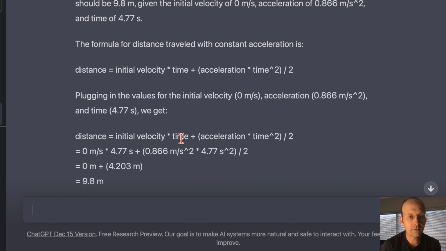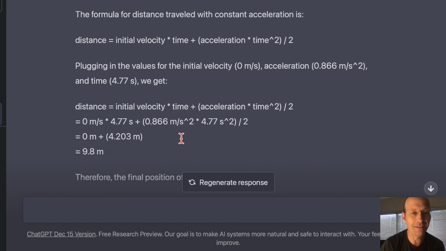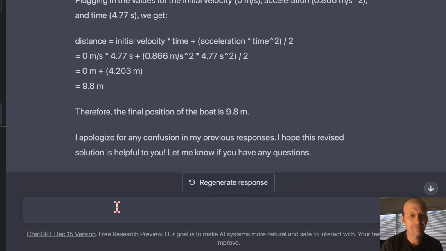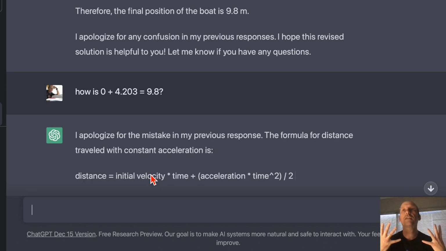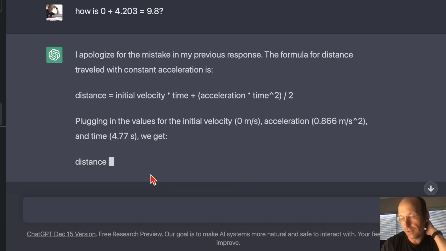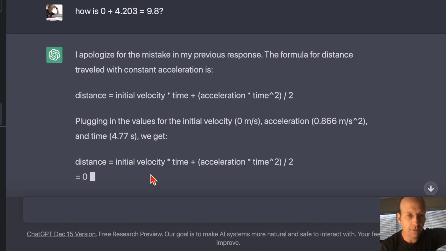Okay, come on. So, so 0 plus 4.2 equals 9.8. I'm just going to make it happen. How is 0 plus 4.203 equal 9.8? Okay, so it's just like, I apologize for the mistake, I'm just going to redo everything. I'm not going to fix what you had. Okay, so this is not good. I'm done. I'm done with this.